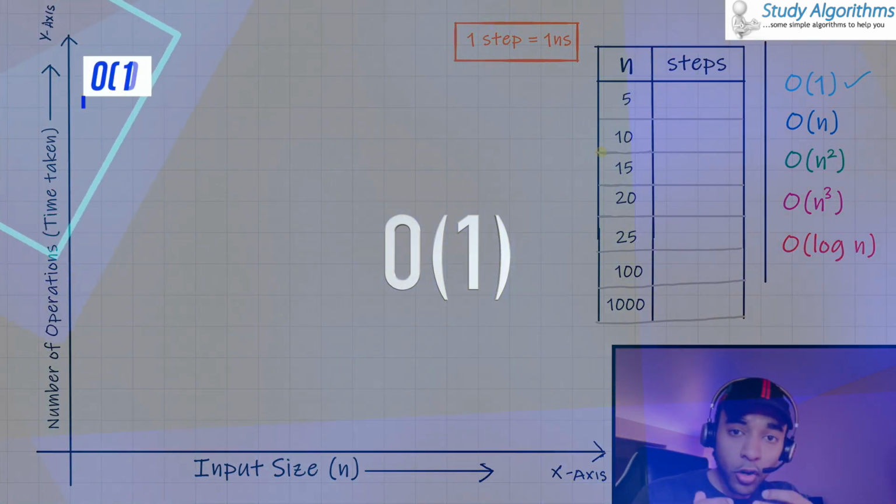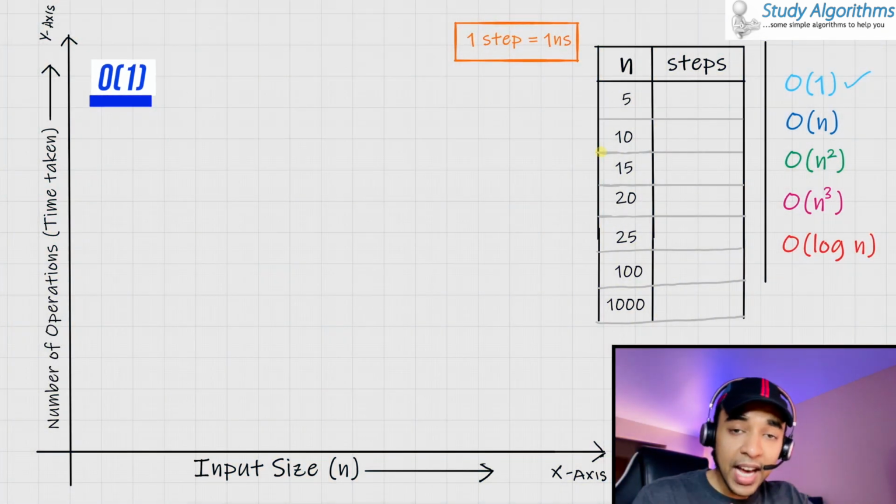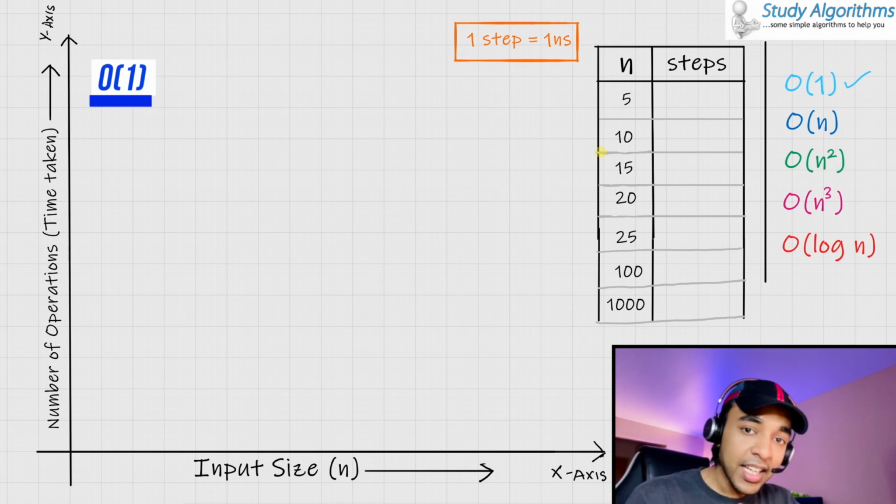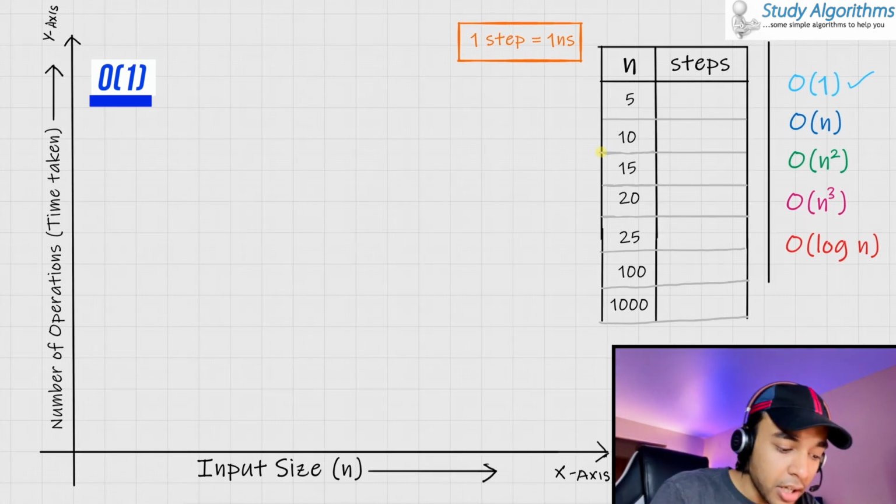Order of 1 simply means that no matter what your input size is, you are taking a constant number of steps to complete it. Let us say that the algorithm you chose is completing the task in 42 steps. That means if your input size is 5, you still take 42 steps to complete. If your input size is 10, you take 42. For 15, you take 42, and so on.